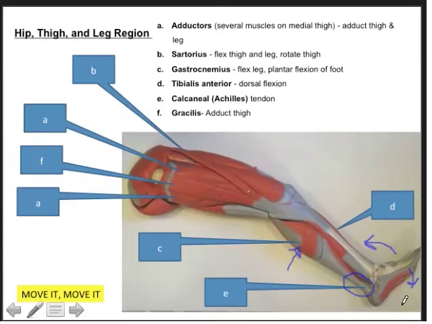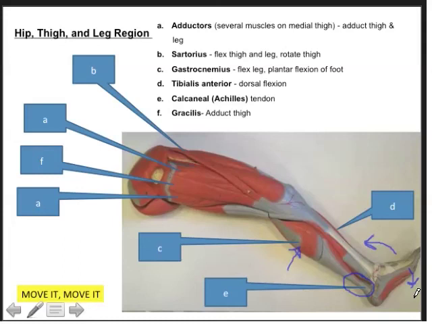A couple of things that we want to be aware of when we're talking about the leg is that the sole of the foot is what we call the plantar surface, and the top of the foot is what we call the dorsum. So the tibialis anterior is important in dorsiflexion, and the gastrocnemius and the soleus are important in plantar flexion. Two movements that are the opposite of each other.